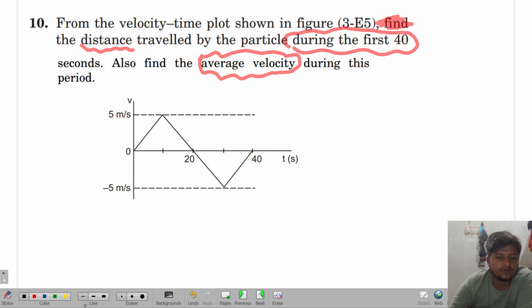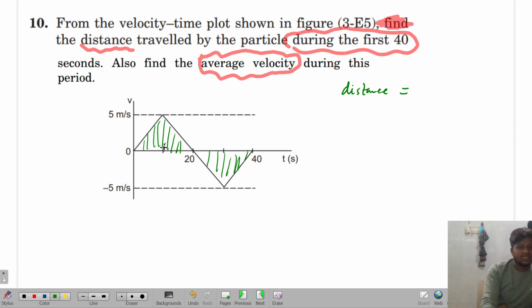Okay. So now look over here. Again, a velocity time graph is there. So distance will be what? Area under the graph, or not? So the area of this equilateral triangle plus the area of this equilateral triangle will give you the distance. But if I ask you what the displacement is, displacement is going to be zero actually.